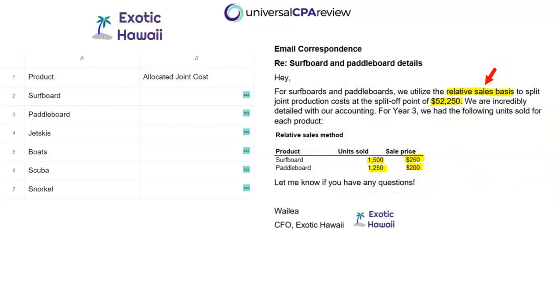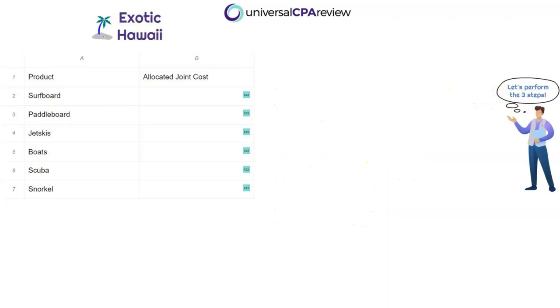So let's start with the surfboard and paddleboard. So when we look at the email from Wailea, well, the first sentence, it tells us for surfboards and paddleboards, we use the relative sales basis method to split joint production costs. Now, those joint production costs prior to split off are $52,250. So that is the total amount of joint production costs we're going to have to allocate between surfboards and paddleboards. So now that we have the actual allocation method, how do we do it? Well, it's going to be 3 simple steps, and I'm going to walk you through them.